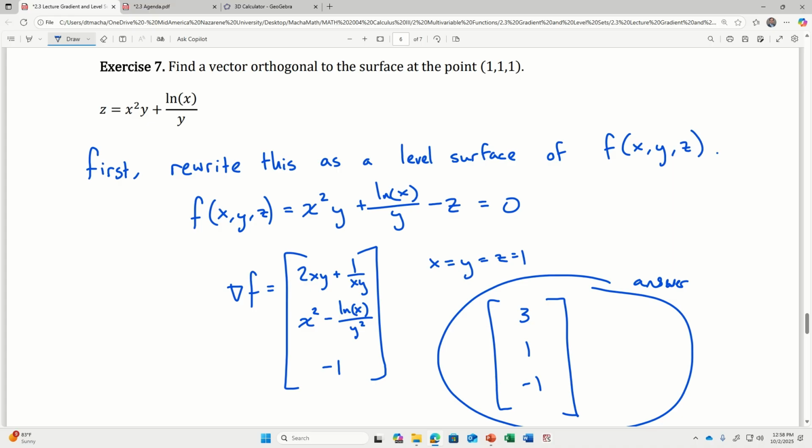All right, does that strategy make sense? You get an explicitly defined surface, but then you rewrite it as a level surface of some multivariable function. You remember the gradient is orthogonal to level sets, so the gradient will be orthogonal to my level surface. Then you find the gradient. That's your answer.